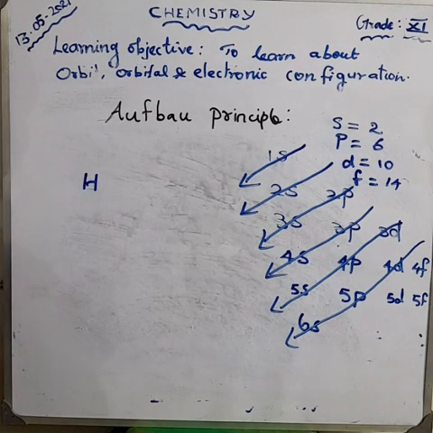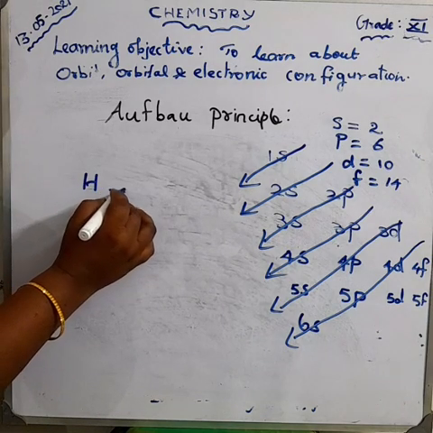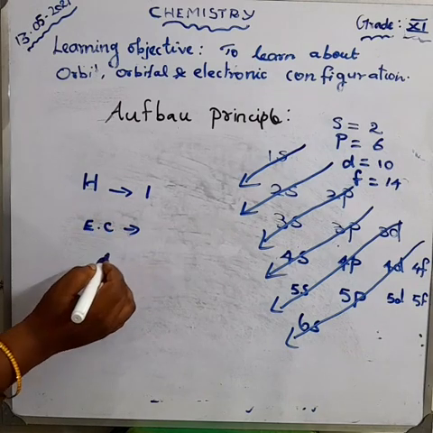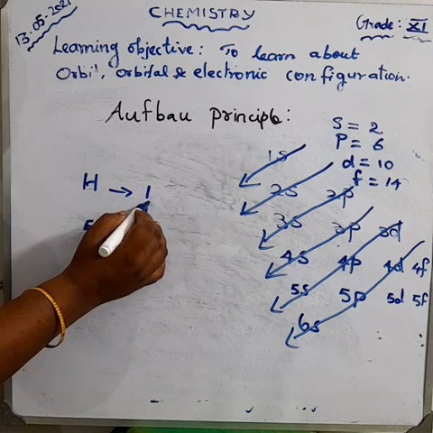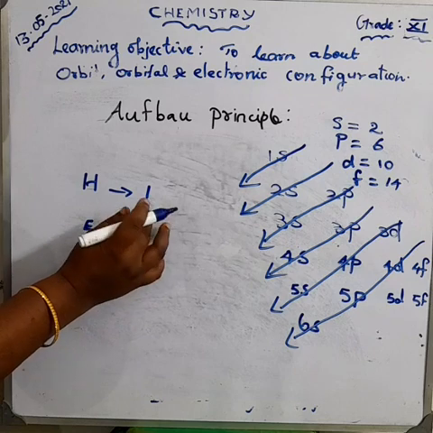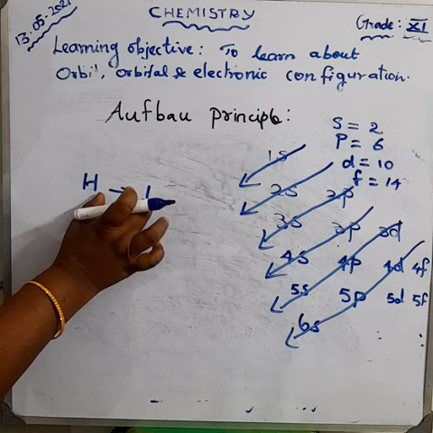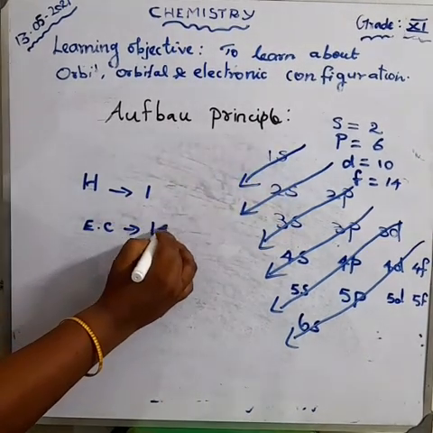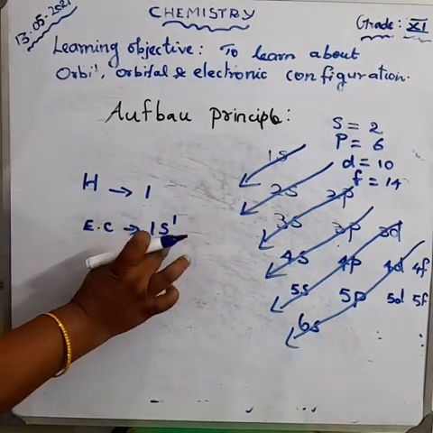The element hydrogen. You know the atomic number of hydrogen is 1. So how do you write the electronic configuration of hydrogen? Atomic number 1 means how many electrons are there? Only 1 electron. So the hydrogen atom has only 1 electron. How do you write the electronic configuration for hydrogen? 1s1. Only one electron, so only 1s1.